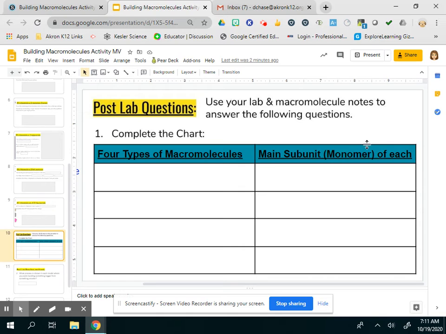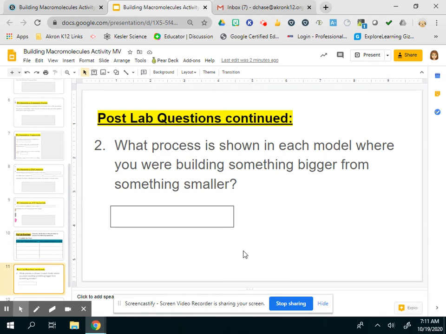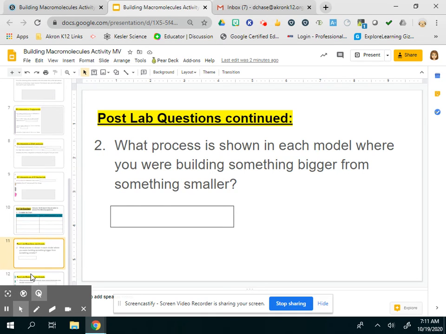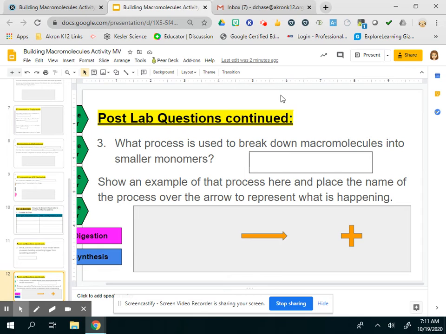And then post-lab questions. You need to make sure you know the 4 types of macromolecules and their subunits. And then the last slide is asking about in each model, oh, I'm sorry, it's not the last slide, we have one more. What process is shown in each model where you're building something bigger from something smaller? And then we have what process is used to break down macromolecules into monomers. This is going to be the opposite of the other one. And I want you to show an example.